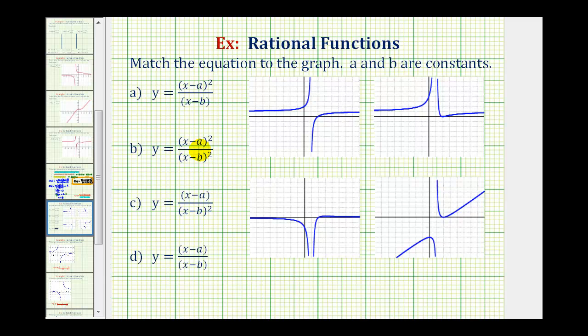In this problem, we're asked to match the equations of the rational functions with one of the graphs on the right. This type of problem is a nice way to test to see if we understand the properties of the graph of a rational function based upon the equation.